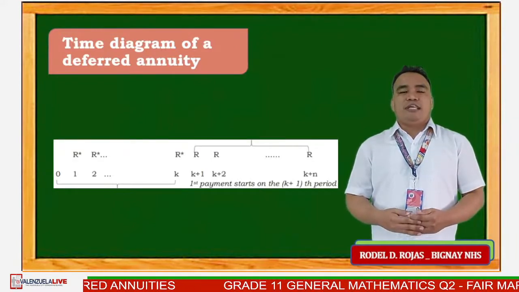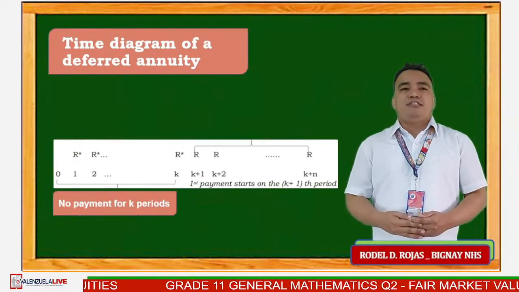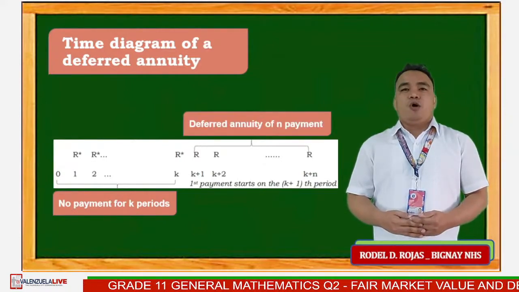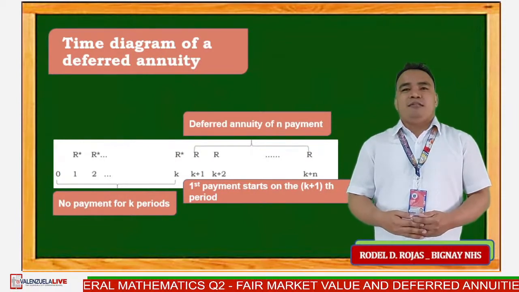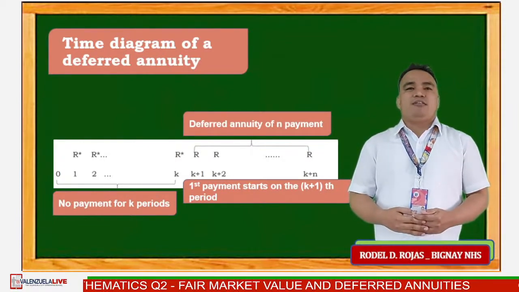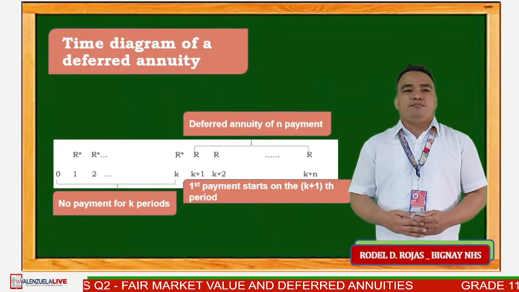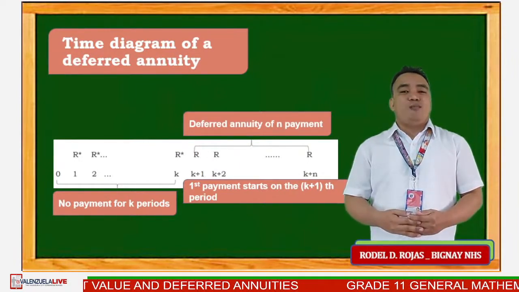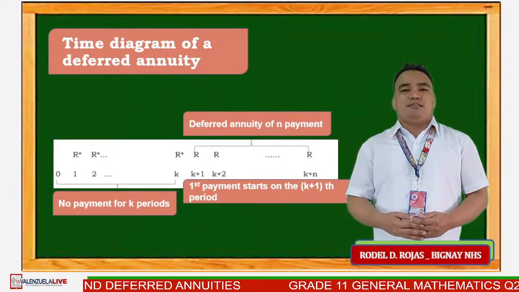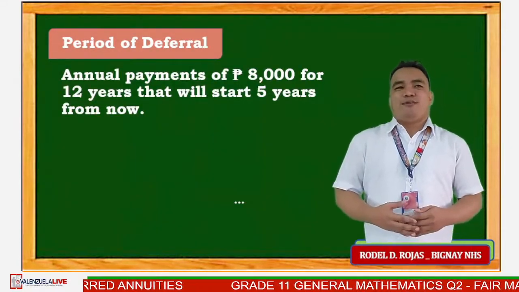We have the deferred annuity of the end payment or the actual payment, and no payment for K periods, or the artificial payment, and the first payment starts on the K plus 1 period. One way to find the period of deferral is to count the number of artificial payments. Let us have an example.